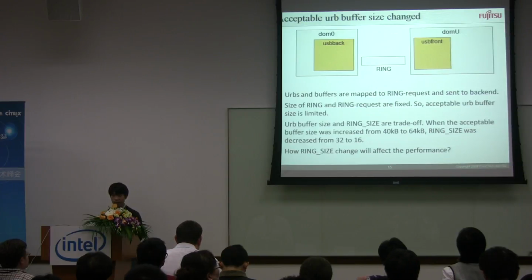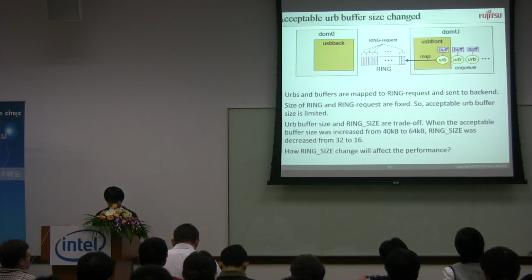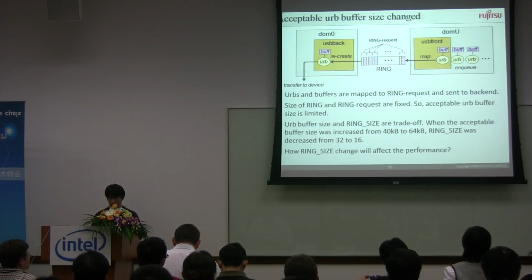Before talking about the change of buffer size, I will briefly describe the relation between ring and ring requests. Look at this figure. Encoded URBs and their buffers are mapped to the ring as a ring request and sent to the backend. The size of the ring and ring requests are fixed.